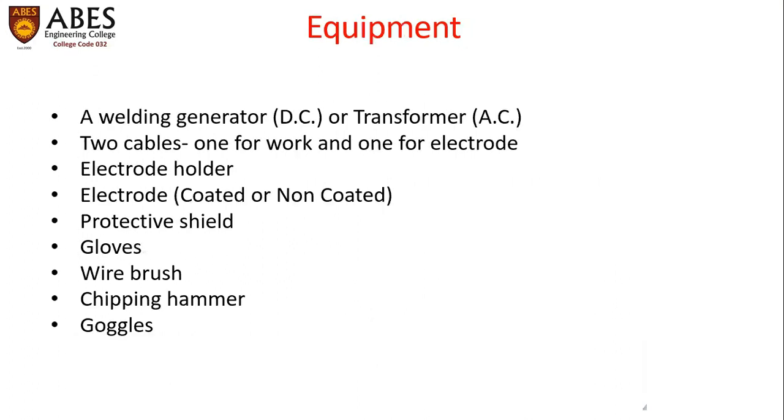Now the equipment which is used in arc welding is a welding generator, which can be AC or DC, two cables, one to connect the workpiece and one to connect the electrode, an electrode holder, electrode which can be coated or non-coated, protective shield, gloves, wire brush, chipping hammer, and goggles.